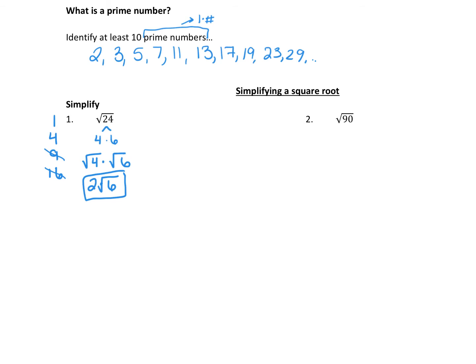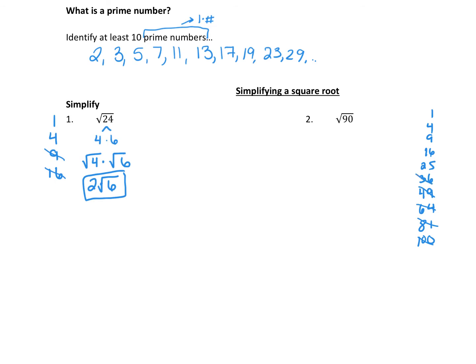We're going to do the same for 90, but 90 is going to have a lot more. So let's see, 1, 4, 9, 16, 25, 36, 49, 8 times 8 is 64, 9 times 9 is 81, 100. So I'm just going to go down my list. Does 100 go into 90? No. Does 81 go into 90? No. Does 64? No. Does 49? No, because 49 times 2 would be 98. Does 36? 90 divided by 36? Nope, doesn't come out even.